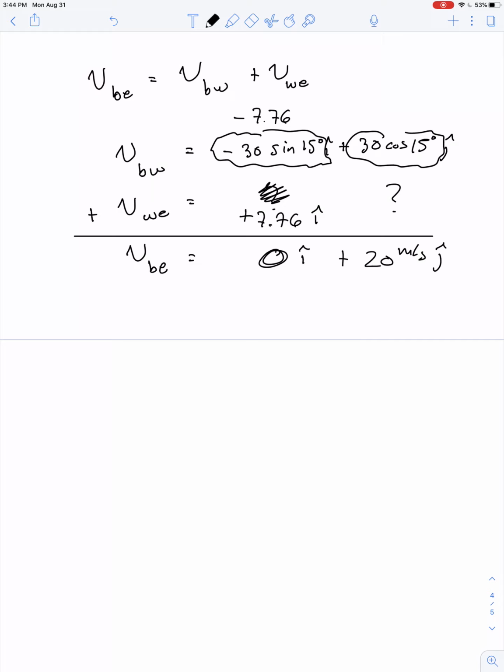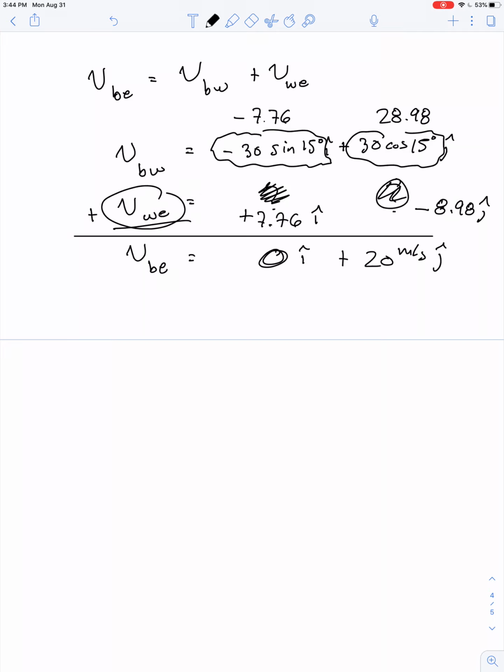Okay, so we've got part of the velocity of the wind with respect to the Earth. Okay, and then the other one, let's see, the cosine of 15 degrees multiplied by 30 gives us 28.98. Okay, 28.98 combined with what would give us 20? So this must be negative 8.98. So there we have it.